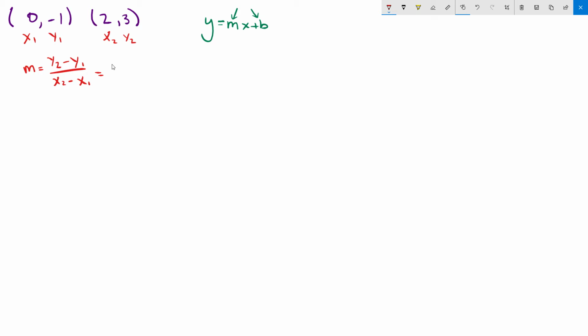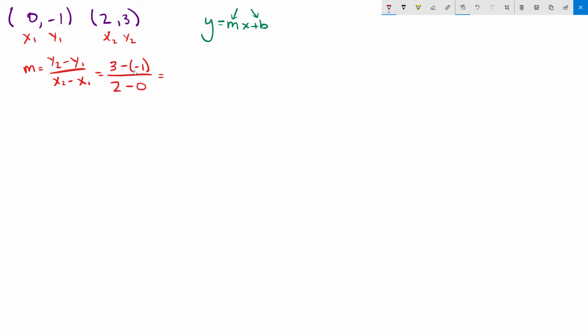So it's going to be y2, so 3 minus y1, which is a -1, right? So then -1 all over x2 minus x1. So we have 2 minus 0. Okay? And just be careful when you guys have these double negatives. A lot of times people will drop the negative in front of this number right here because they already see a negative sign there. So don't get confused on that. Make sure you include the negative from the equation and also from your y1.